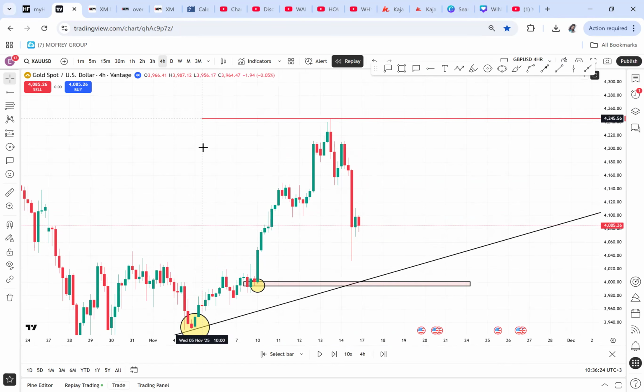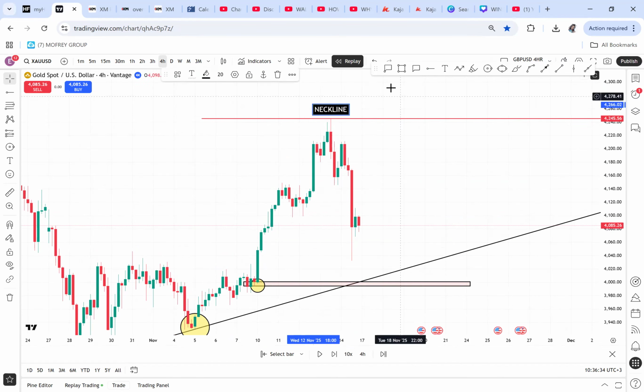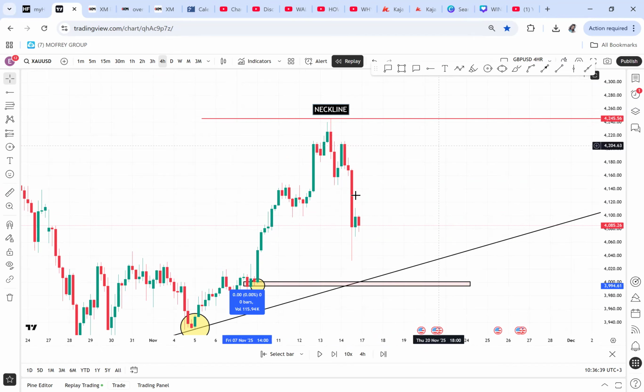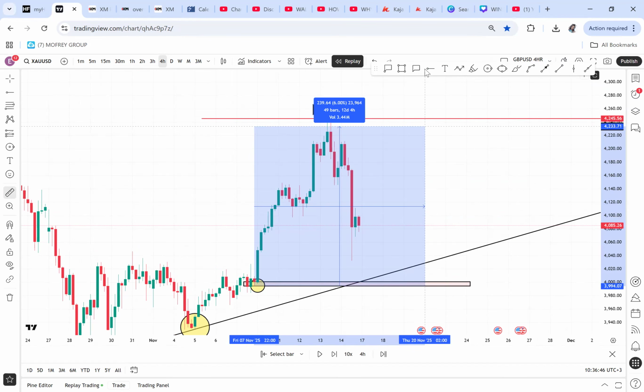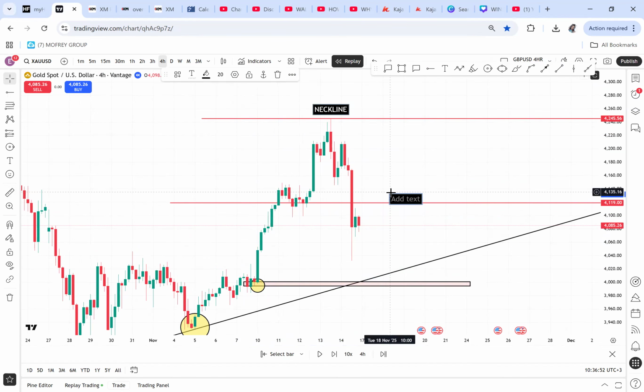So I'm marking that. That is my neckline. This is my neckline. And I measure half. So let's measure half. So everything is ready. The only thing I need is activation of my double bottom. So let's wait for activation of the double bottom.